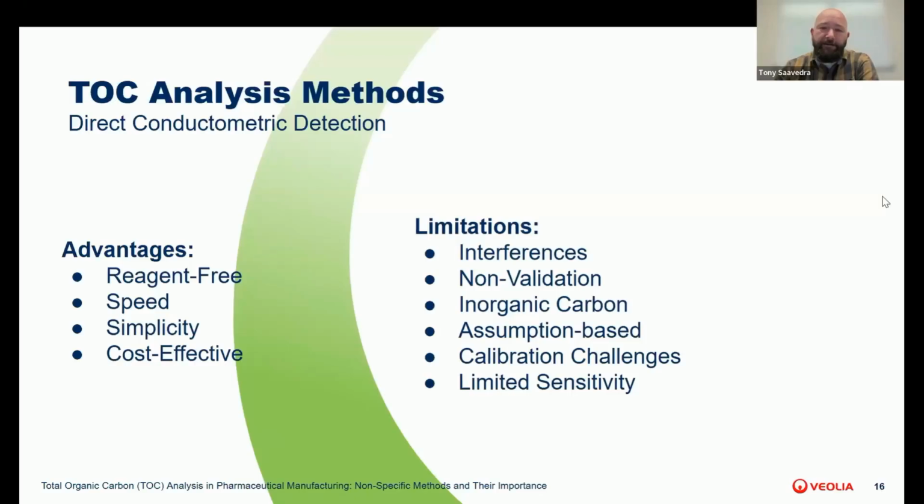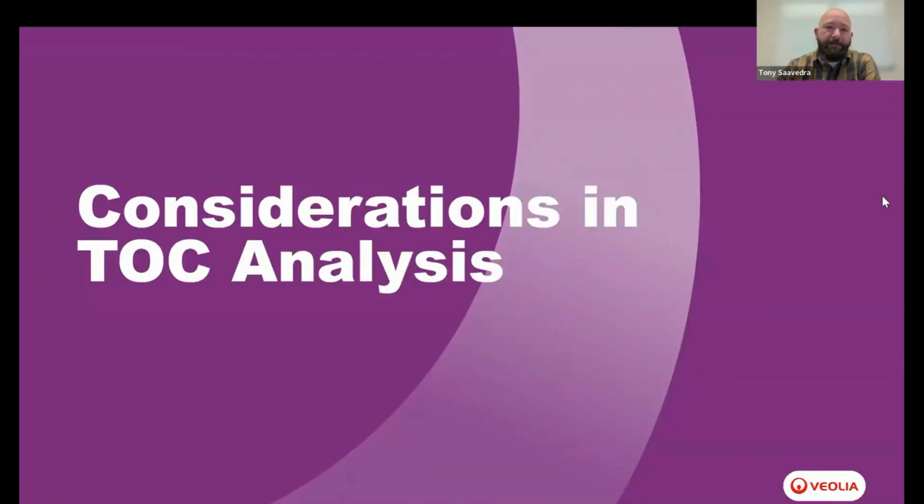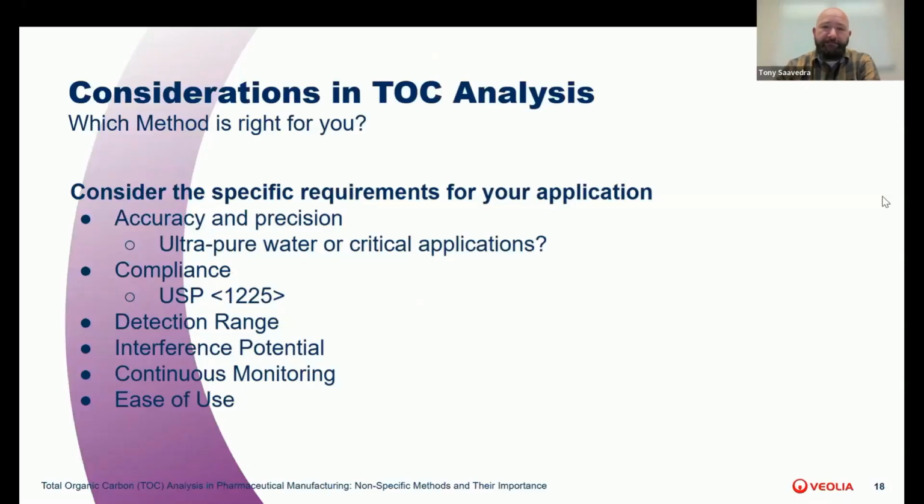Finally, direct conductometric also has limited sensitivity and may not be sensitive enough for the ultra-low levels of TOC required in some pharmaceutical applications. In pharmaceutical manufacturing, this method is typically used for trend monitoring or preliminary screening, or in conjunction with more accurate, validatable methods. It's essential to understand its limitations and interpret results cautiously, especially when dealing with water systems that may contain non-ionic organic compounds where compliance with pharmaceutical standards is required. So let's look at some considerations.